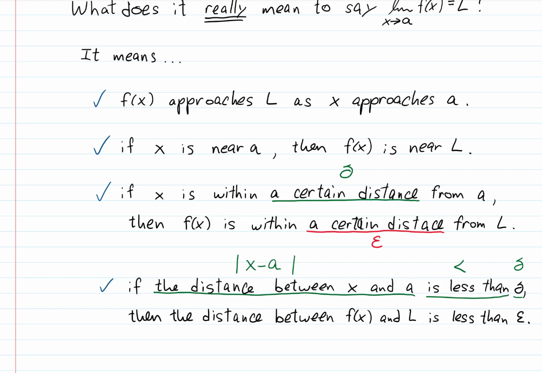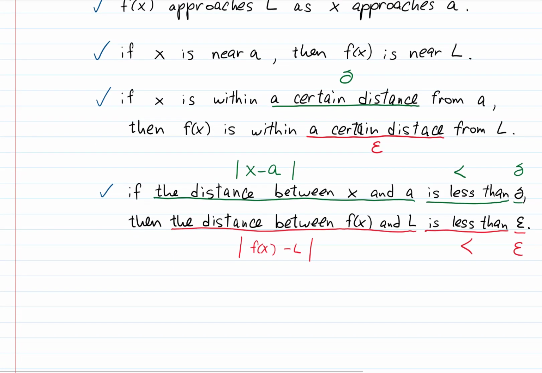Okay? In the second half of the sentence, let's use symbols to shorten that. Here we have the distance between f of x and L. So how do I say that? I say the absolute value of f of x and L. And then how do I say is less than? I say it like that. And how do I say epsilon? I say epsilon. Okay, so now I can write that long sentence very shortly.